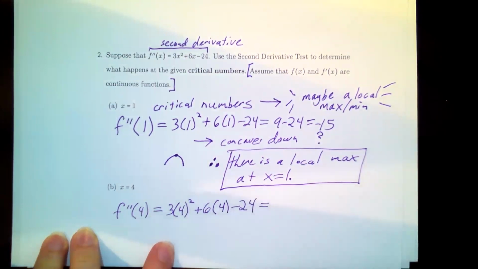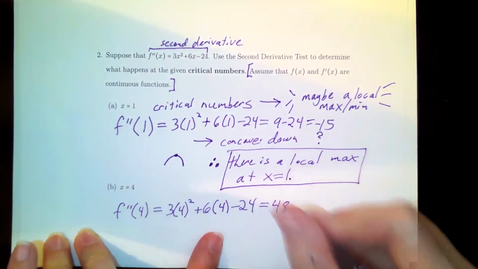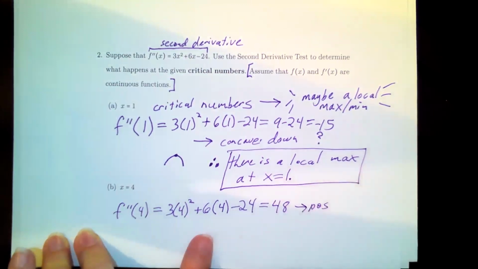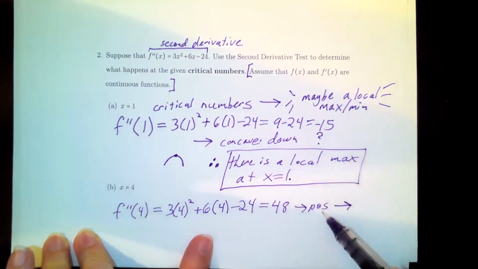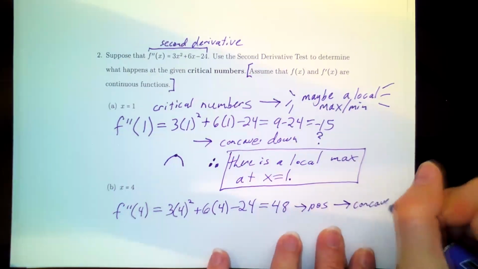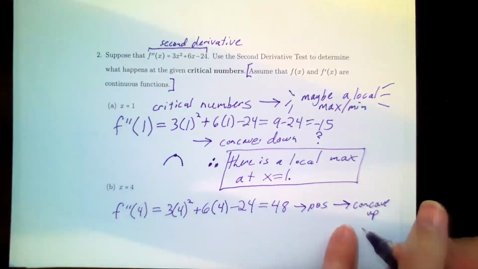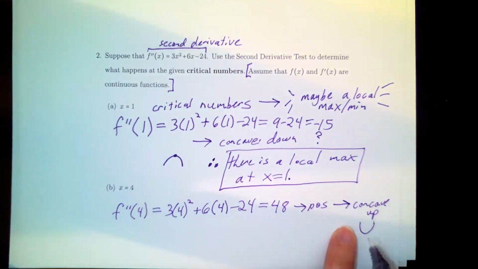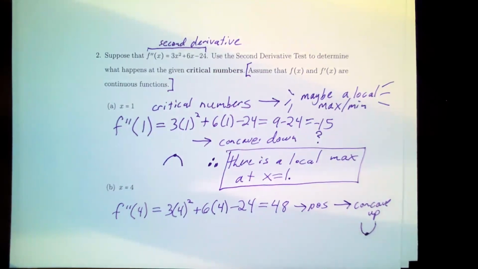Now, when you punch this out, we get a value of 48, which is a positive result for the second derivative. So if we just draw the natural conclusion there, positive result from second derivative means your graph is concave up. So we have to put 2 and 2 together. If this is a critical number and it's maybe a max or a min, and it's concave up there, what does that tell me about my critical number? It has to correspond to a local minimum.